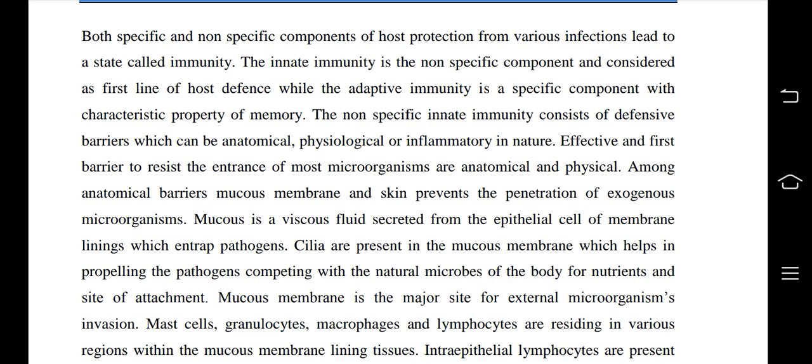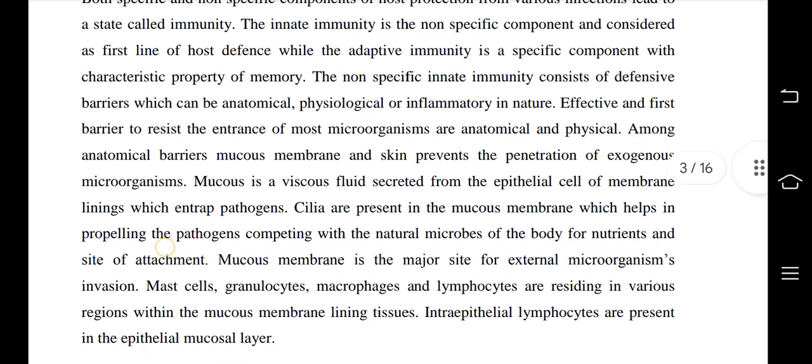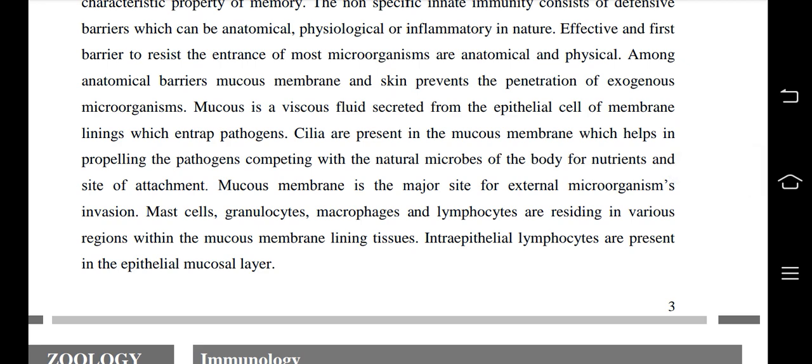Among anatomical barriers, the mucous membrane and skin prevent the penetration of exogenous microorganisms. Mucus is a viscous fluid secreted by the epithelial cells of the membrane lining, which entraps pathogens. Cilia are present in the mucous membrane, which helps in propelling the pathogens, competing with the natural microbes of the body for nutrients and site of attachment. The mucous membrane is a major site for external microorganism invasion.